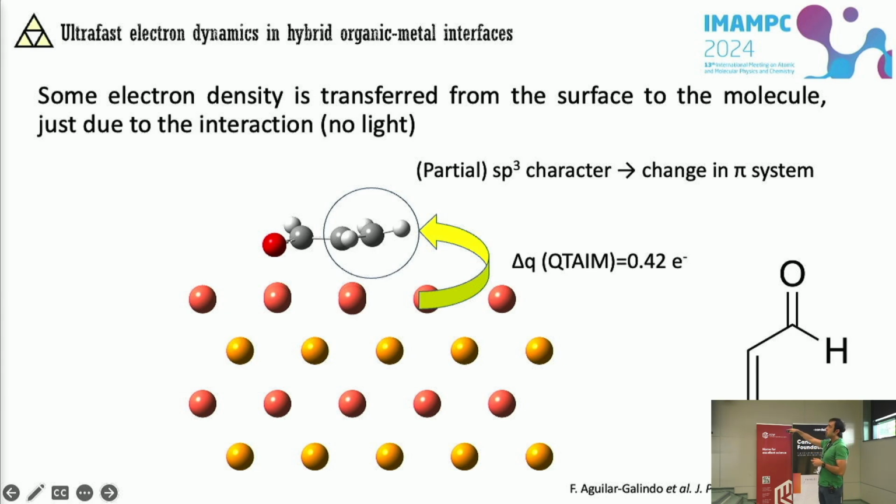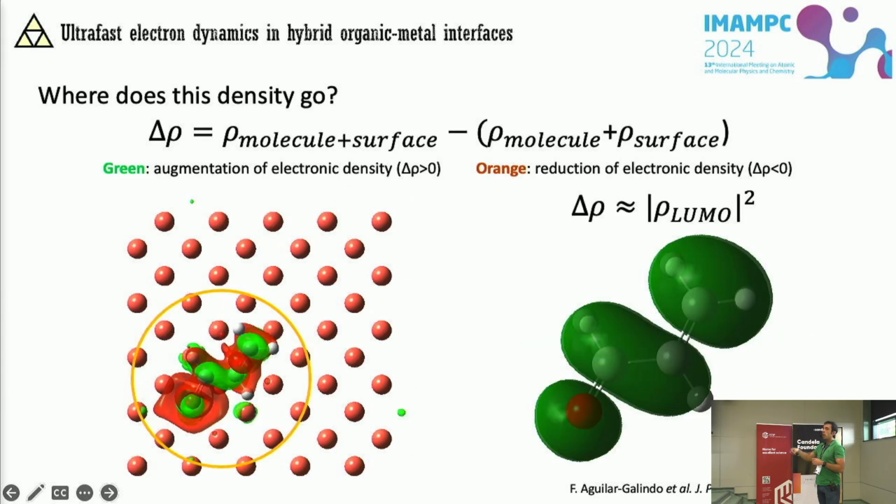Using DFT, we can also see the region of the molecule where this electron density is placed, just the density of the molecule and the surface minus the density of the different parts. We observe in green the region where this electron density is accumulated, and this is very similar to the LUMO orbital in the gas phase. So again, with this simple chemical picture, we can get a lot of information.